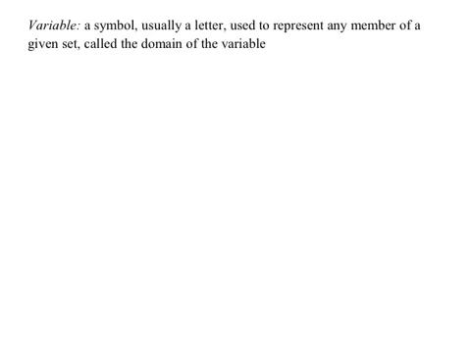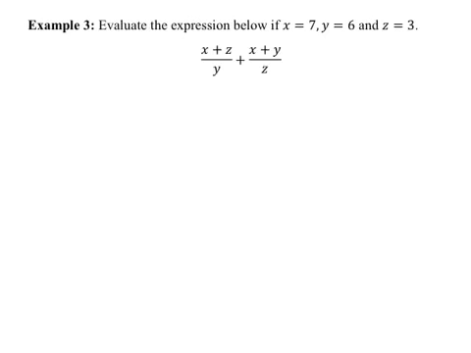Now, a variable has a domain. It just means that it can be a certain range of numbers. So if x is a variable that's a real number, it means it can be rational, irrational, it can be an integer, it can be a whole number, it can be a natural number, all those things that we talked about last time. Okay, so that's all the domain part is there. Let's take a look at an example here. Evaluate the expression below if x is 7, y is 6, z is 3. Go for it.